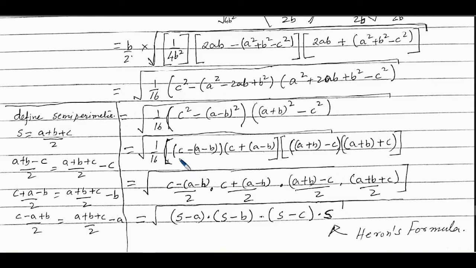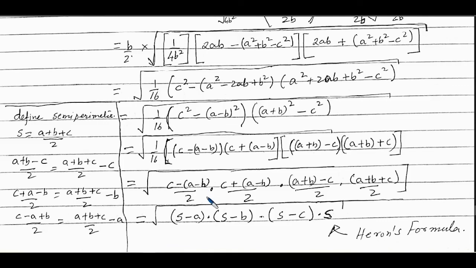Then again I write it, this is a square minus b square, so a minus b into a plus b. Again this is a minus b into a plus b. So from here you can write c minus a minus b. This 16, I am bringing it here, 2 into 2 is 4, 4 into 2 is 8, 8 into 2 is 16. So I am giving 2 to each of them as division. So I get c minus a minus b by 2, c plus a minus b by 2 similarly.